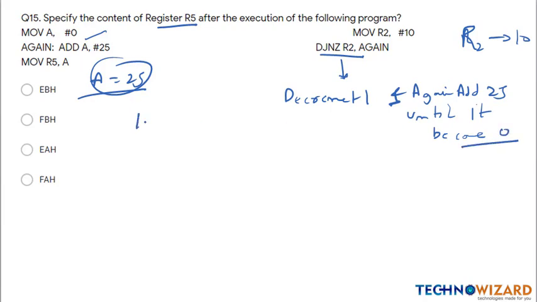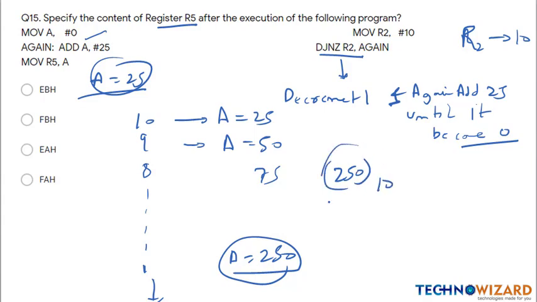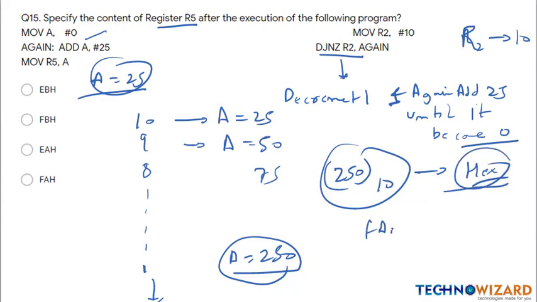Okay. When register 2 is 10, we are getting A is 25. When this is 9, we are adding 25 because the register value is not 0. Therefore, A is 50, 75 and so on, up to when it is 1, we will get A is 250. After 0, we don't have to add 25 to the number. Okay, A is equal to 25 and A is equal to 250, and that is the decimal equivalent. And we have to find the hexadecimal form of 250. On finding the hexadecimal, we will get FAH as the answer. Therefore, option D is the correct answer.